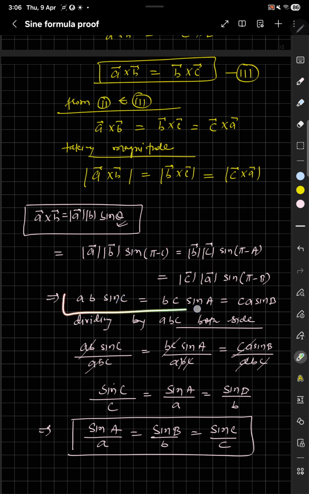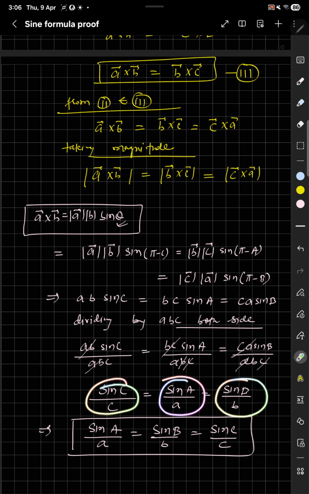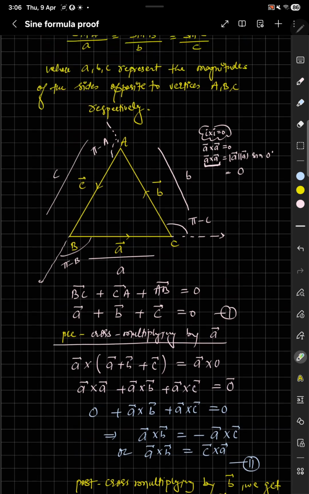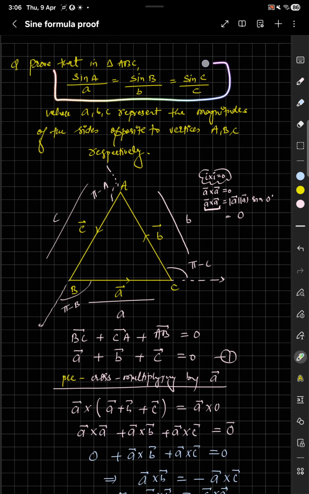In the same manner, we have simplified this, and after that we have divided it by A, B, C. So what we get is sine C upon C is equal to sine A upon A is equal to sine B upon B, and that we have arranged it in the proper manner. So this is the proof of the sine formula, right?